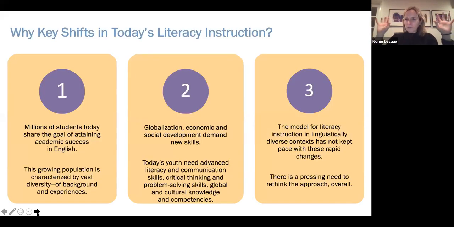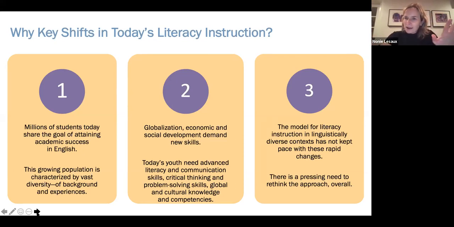So why would I present today, depending on where you are, key shifts in literacy instruction? Well, first of all, we are at a moment in time in the history of our world when millions of students from very diverse backgrounds from all over the world share this common goal of attaining academic success in English. And this population is completely diverse, characterized by vast diversity of backgrounds and experiences.